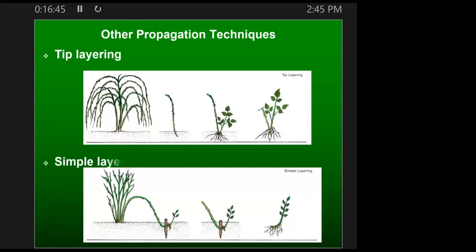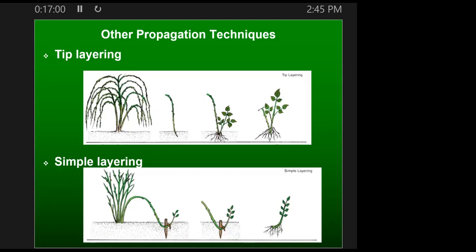Here's some interesting ideas that work depending on the growth form of the plant. Tip layering, literally taking the tip of the shoot and burying it. That's all you've got to do. And then you can see that it starts to root and grow a new shoot.